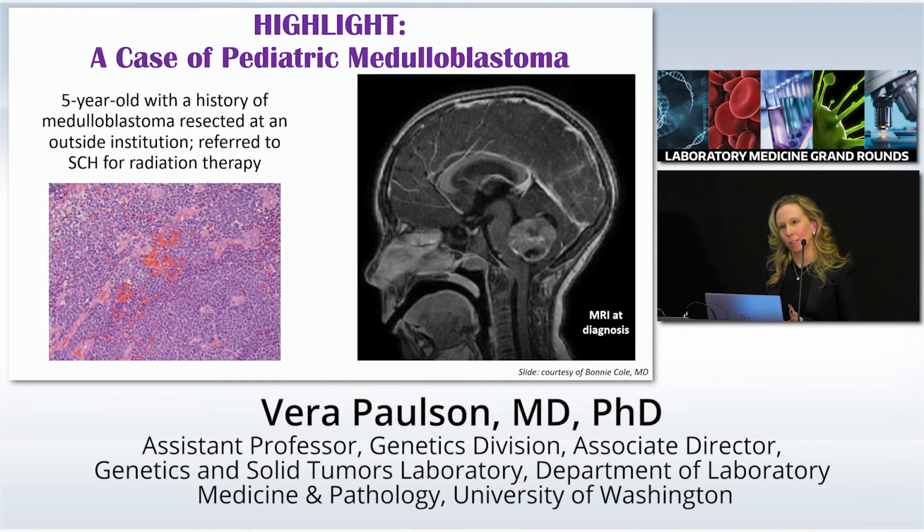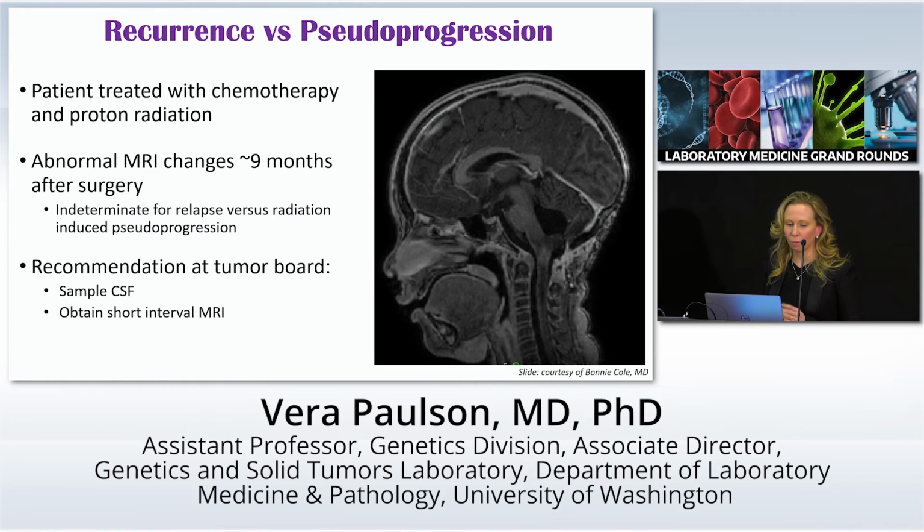A 5-year-old had a medulloblastoma, was sent to Children's for radiation. 9 months after surgery, there were indeterminate changes on the MRI. Basically, they couldn't tell whether this was progression of the disease or pseudoprogression from radiation. Tumor board met and decided that they were going to do short interval MRI, but also suggested, knowing some of our past results, taking CSF.